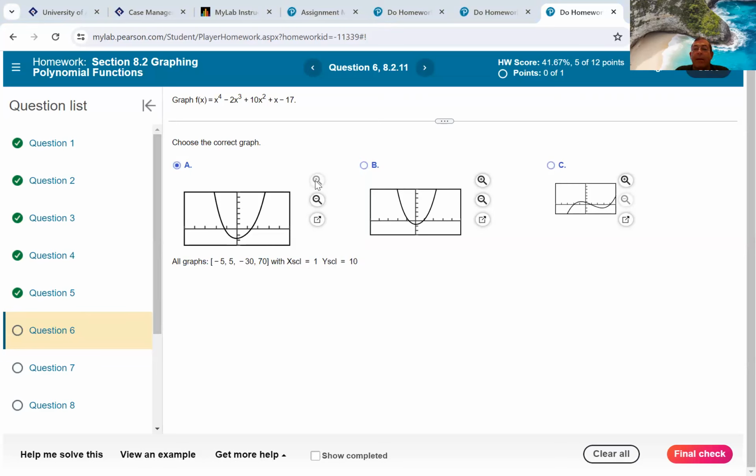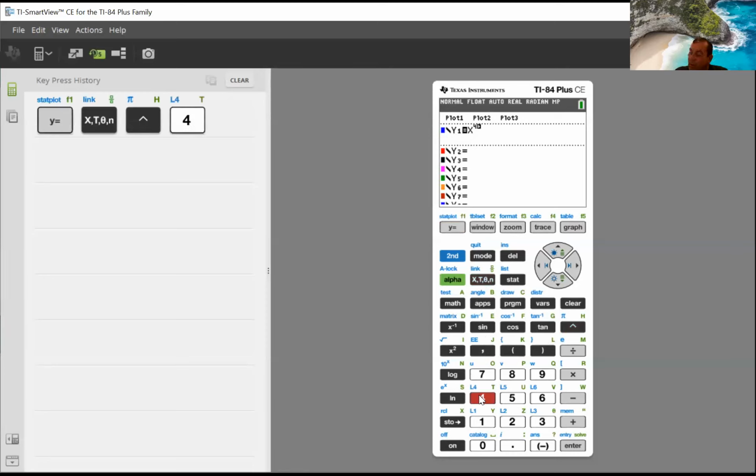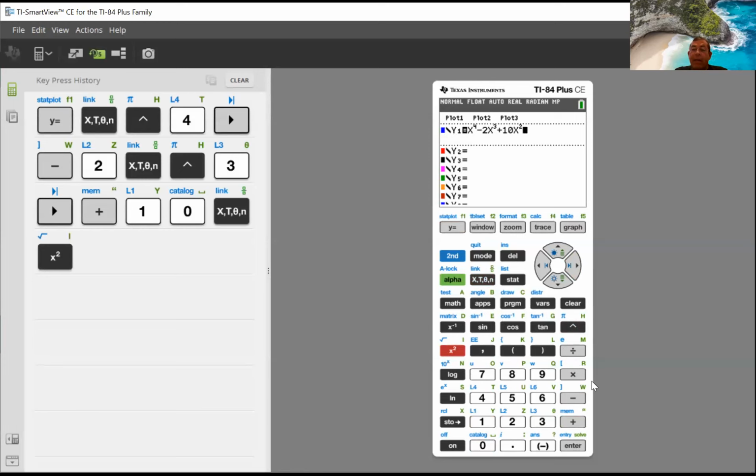And let me go to my calculator now. So on y equals, I'm actually going to put that function in here. X to the 4th, arrow down off that exponent and put minus 2x to the 3rd, arrow down off the exponent, plus 10x squared, plus an x minus 17.